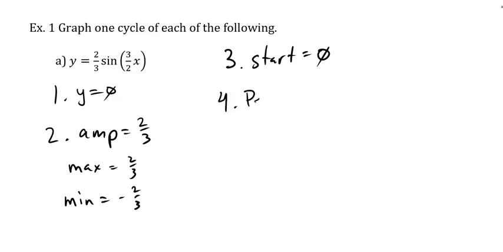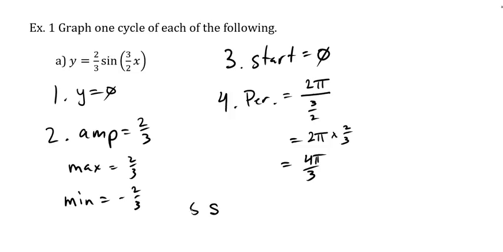4 is the period. So here's where we have to do a little bit of math, and that's equal to 2 pi divided by my k value, which is 3 over 2. And so that works out to 2 pi times 2 over 3. So that's 4 pi over 3. And then my stop, question 5, is the start plus the period. So in this case, it's just simple. It's 4 pi over 3.